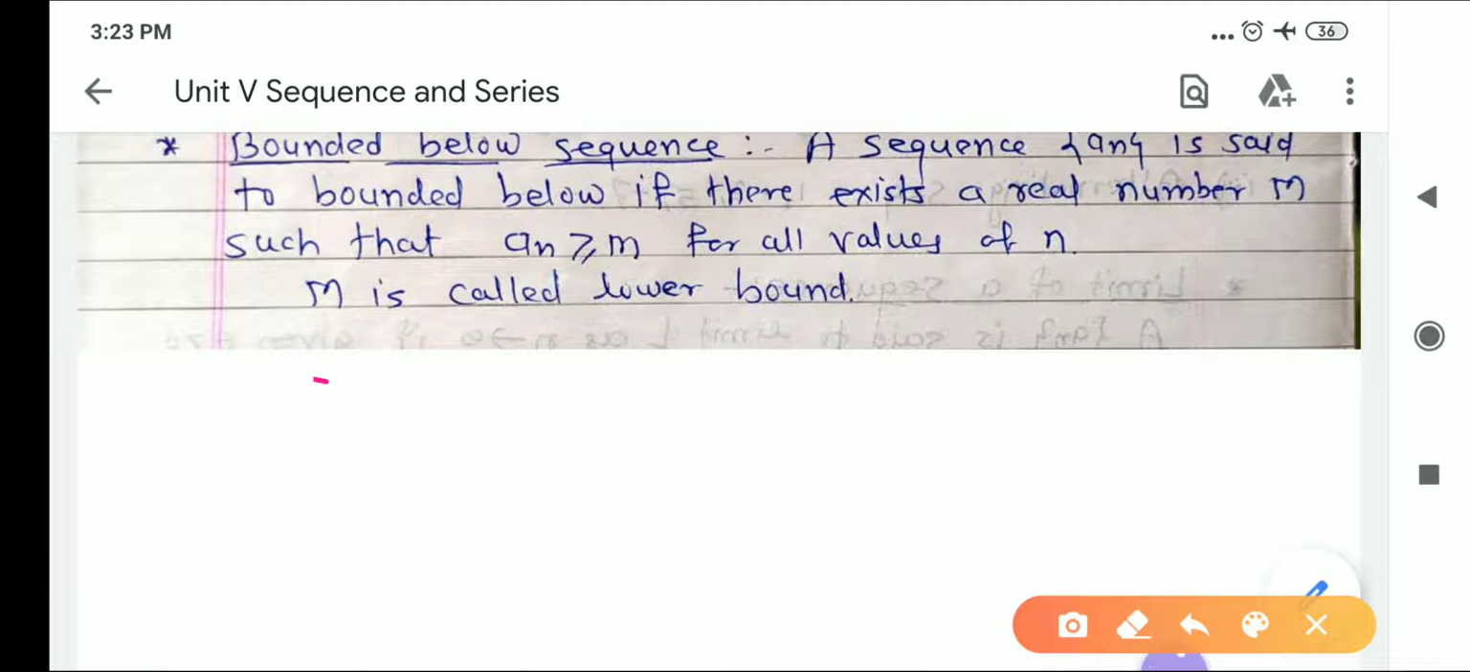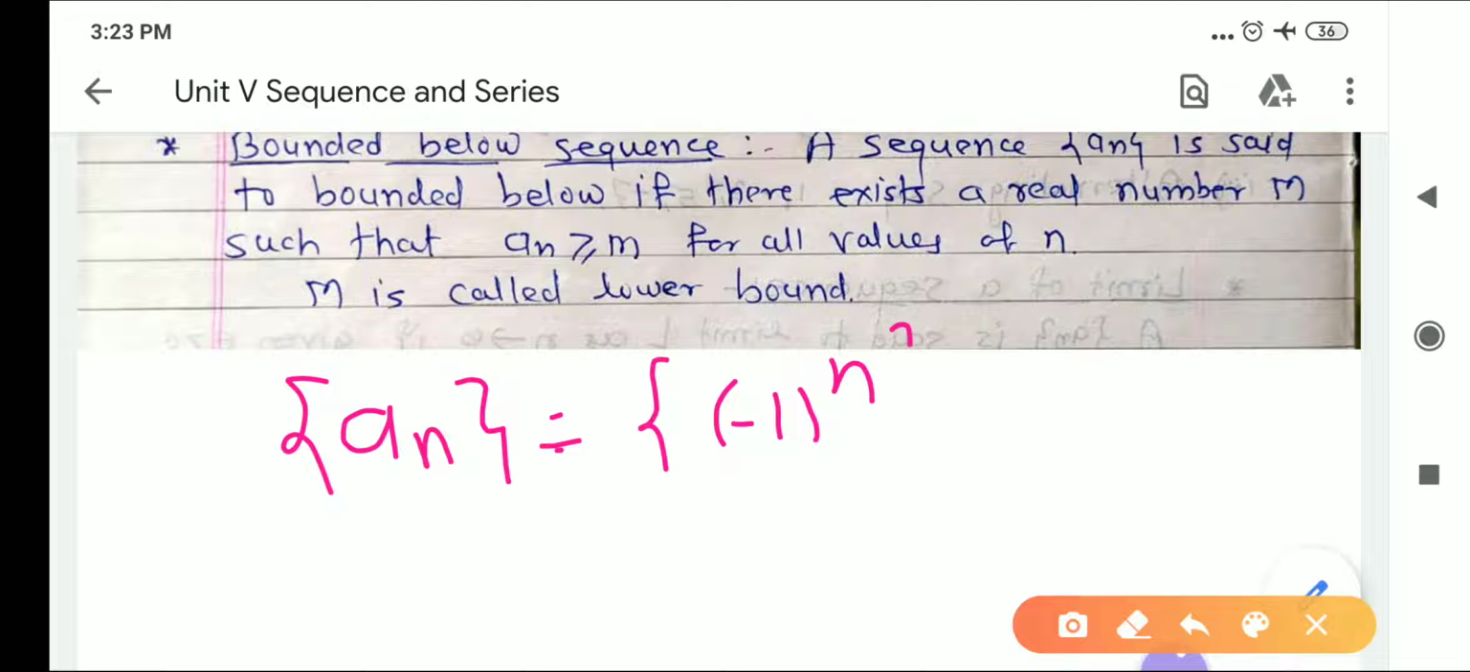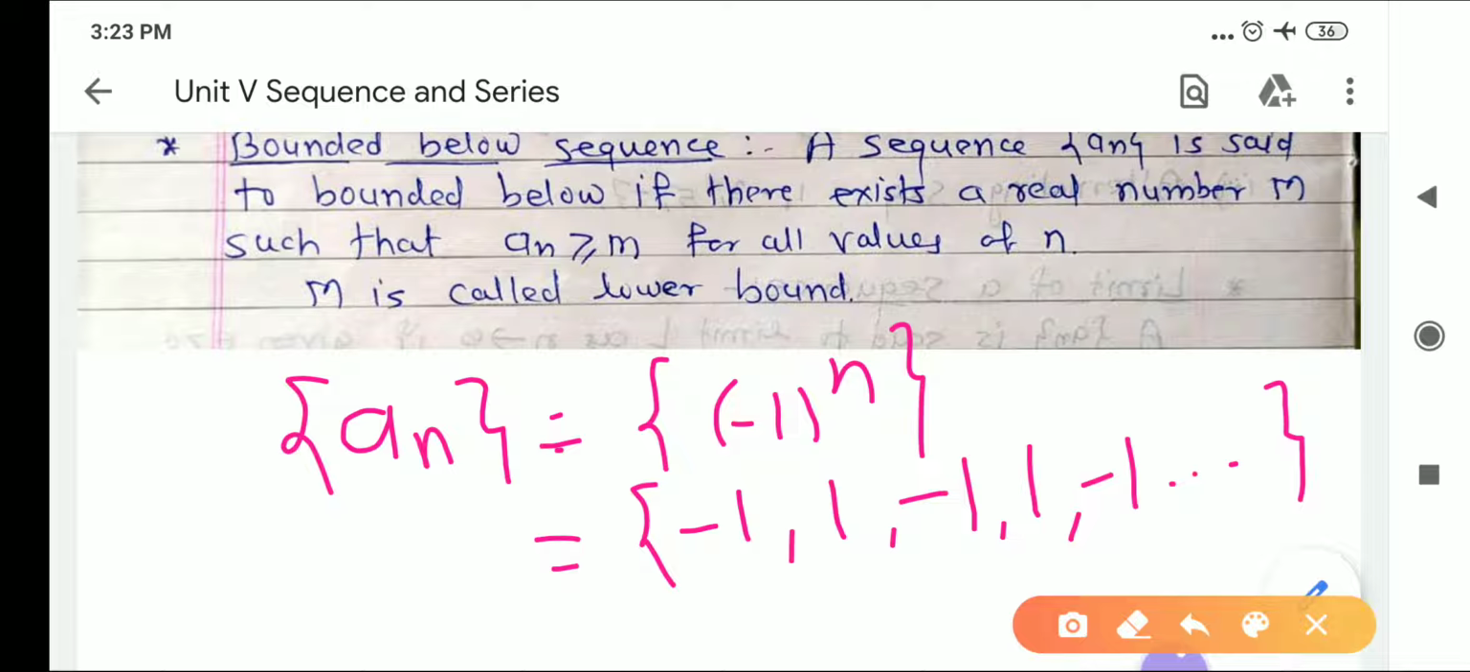Suppose we take the sequence an equal to minus 1 raised to n. Now how do we write the sequence minus 1 raised to n? For n equal to 1, minus 1. For n equal to 2, 1. For n equal to 3, minus 1, then 1, minus 1, and so on. So this sequence is a bounded sequence because its lower bound is minus 1 and upper bound is plus 1. This sequence is bounded above and bounded below both, so it is called a bounded sequence.